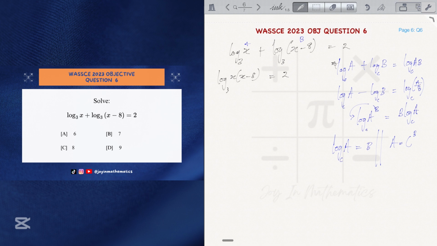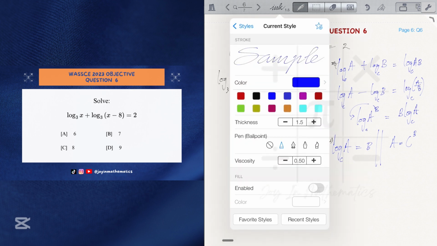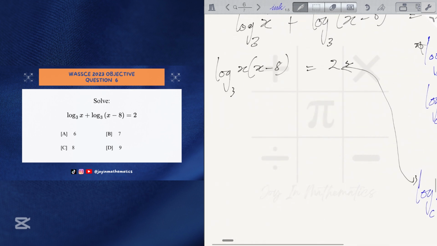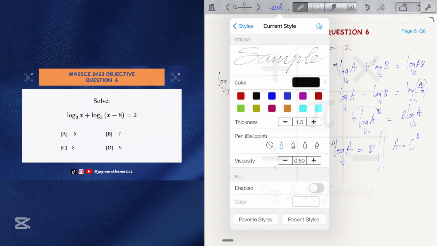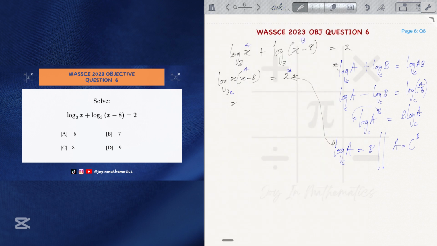We can see now that this is related to the conversion from logarithm form to index form. Remember, let's label it now. We will have this to give us our a, the base is c, and the number is b. So remember, we are converting it to a is equal to c raised to the power of b. So a, that's x into x minus 8, is equal to c, that's 3 raised to the power of b, which is 2. And so now let's solve this equation now.